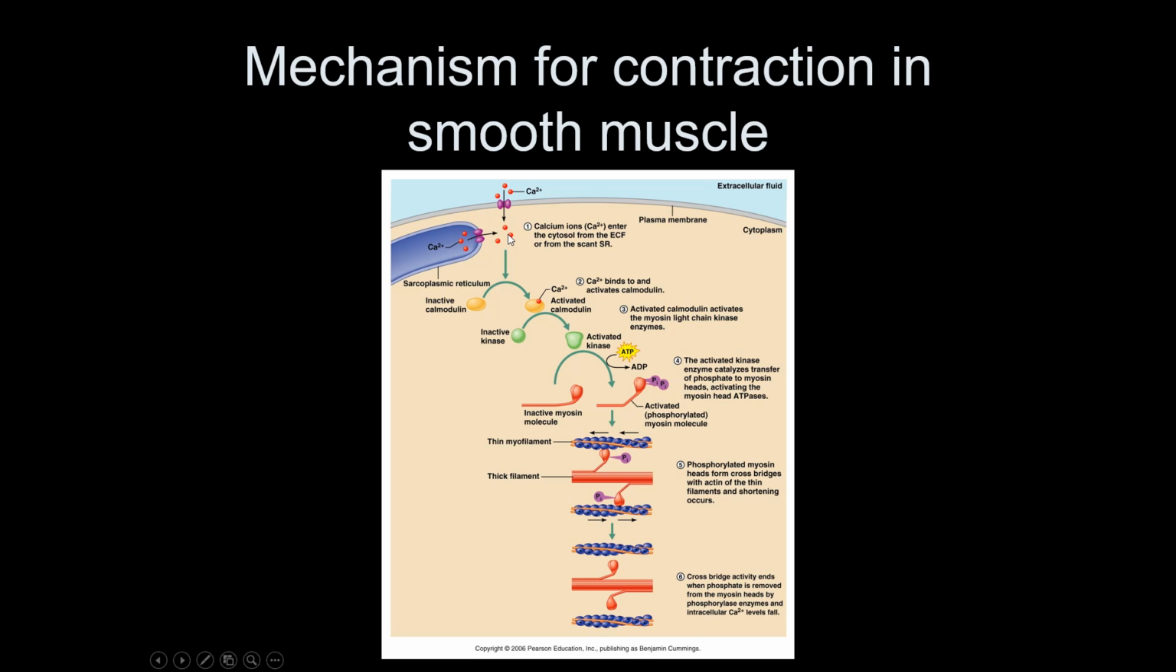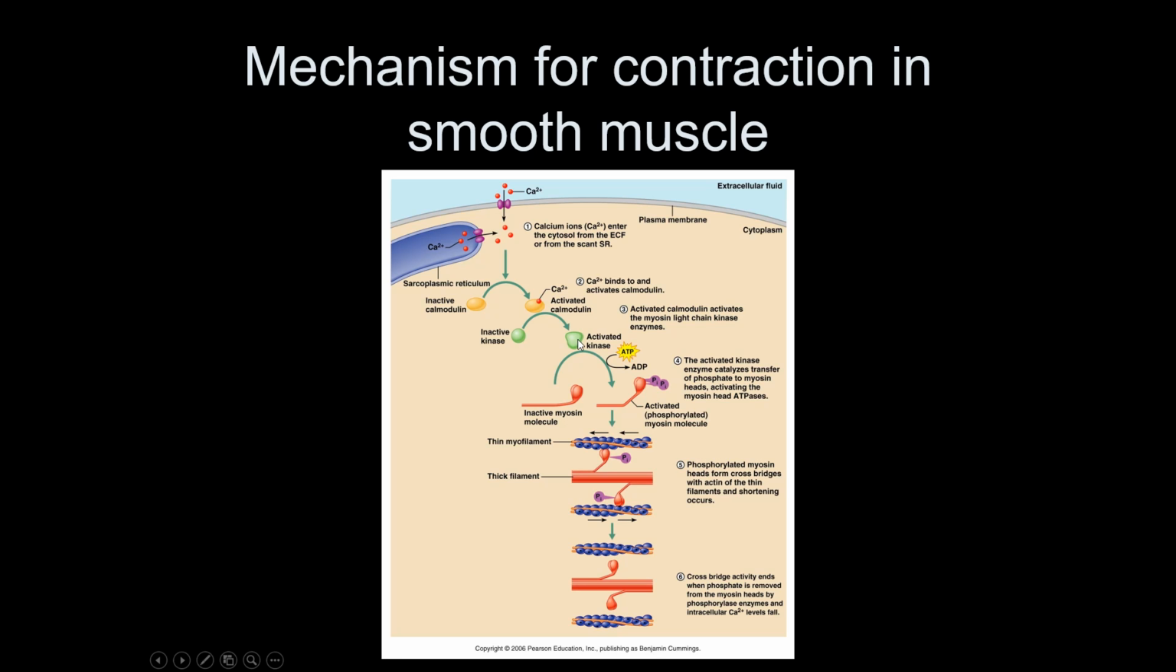Calcium is still the key for smooth muscle contraction, but instead of binding to troponin, calcium binds to calmodulin. Now, calmodulin is normally inside the cell and it's inactive. When calcium binds to it, it activates it. Once calmodulin is activated, it activates a kinase, and then kinase is what allows myosin to grab and ratchet to generate the tension. So it's still a multi-step process. It's just that we have a couple of different players.